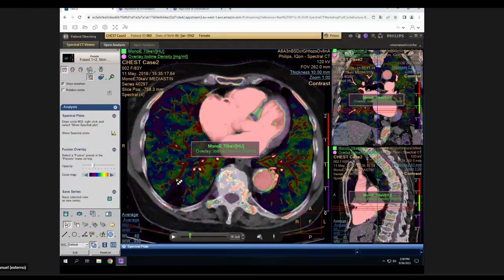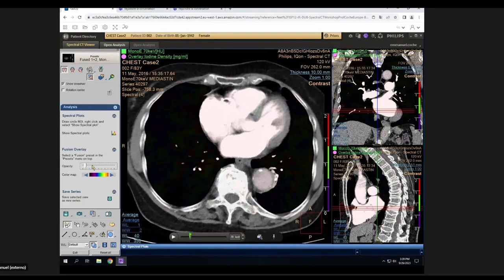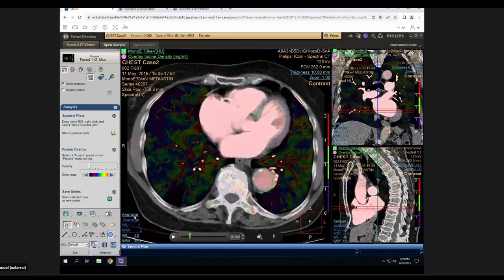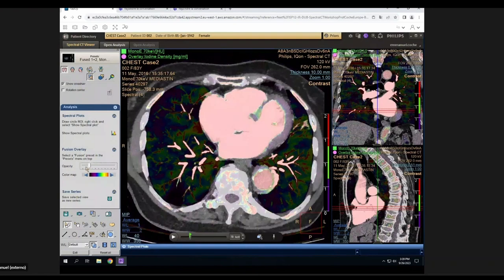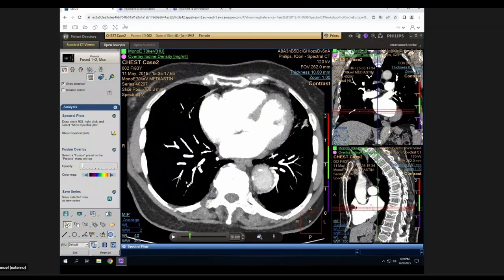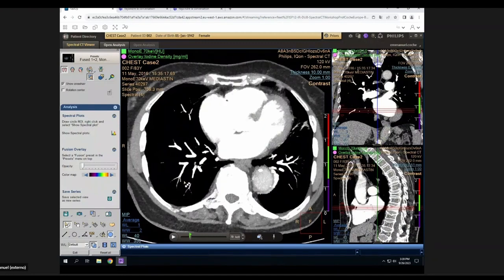You see the perfusion defect, and you can play with the fusion overlay. You will decrease the opacity here. You can change the mode average to MIP. You will better see the vessel. I modify the opacity here, and you see that's the PE. So there was a peripheral PE, and most of radiologists missed this clot.